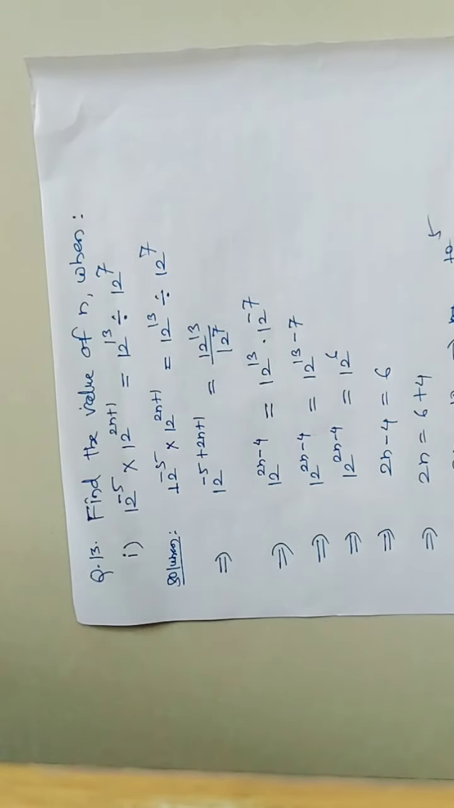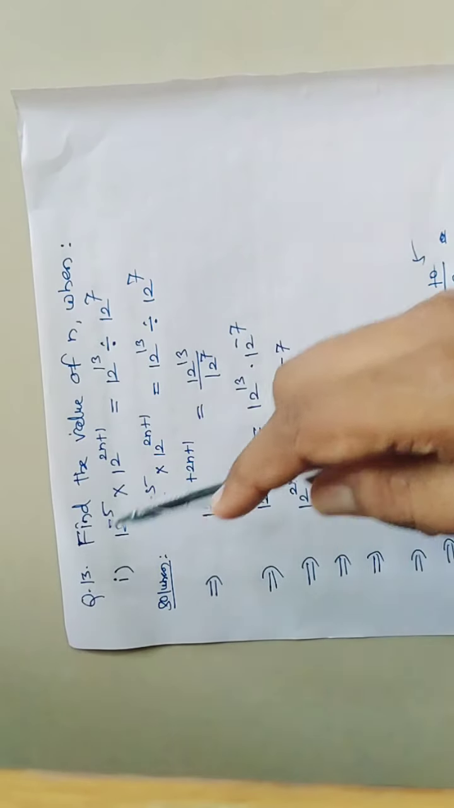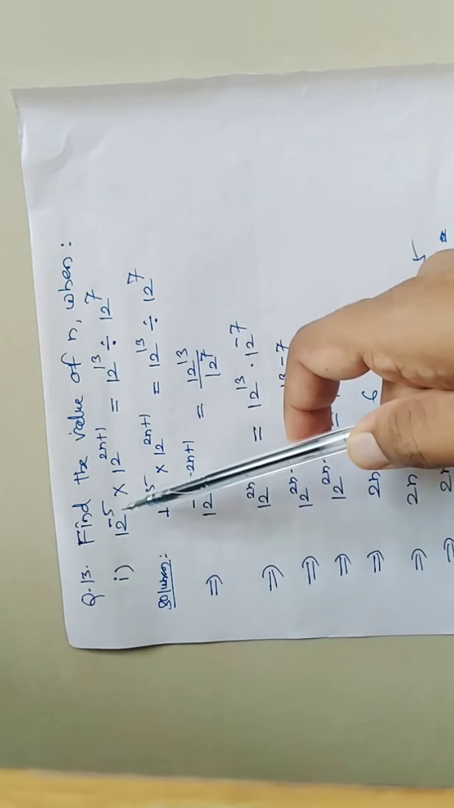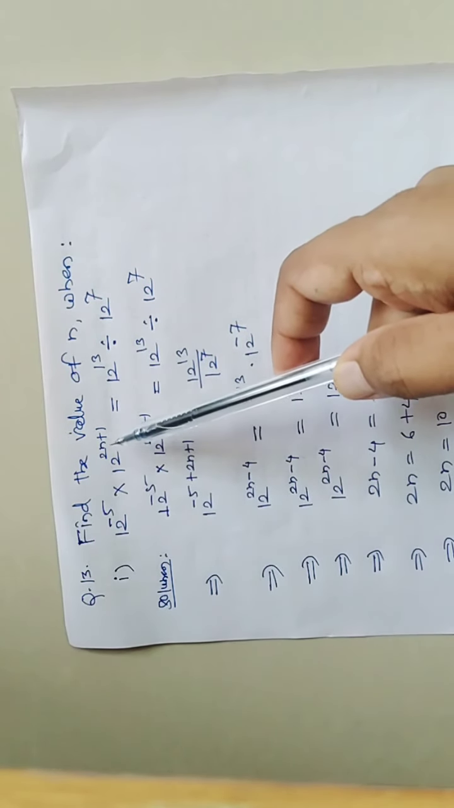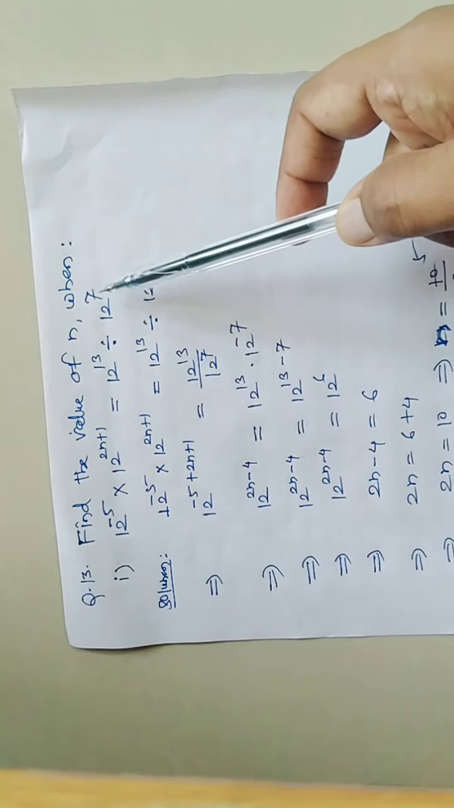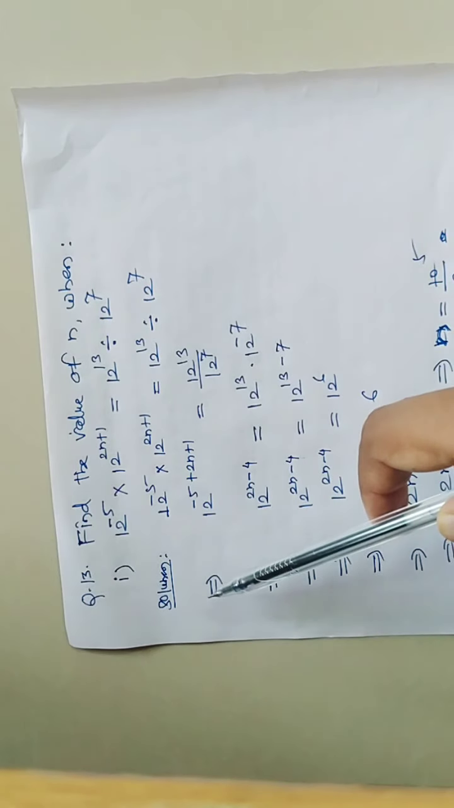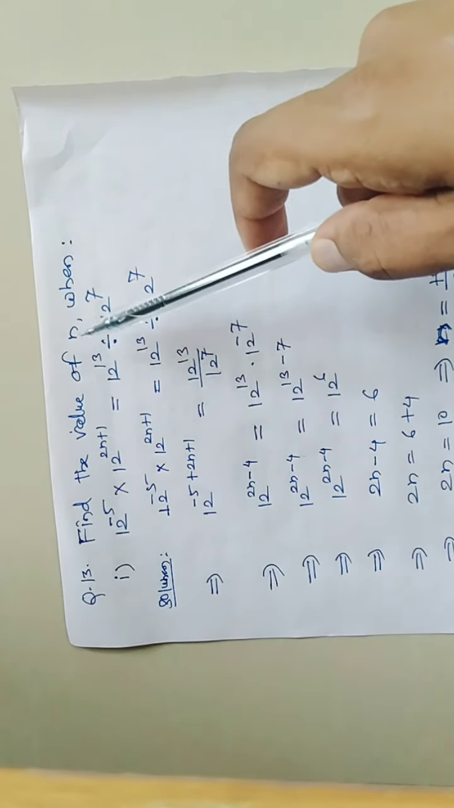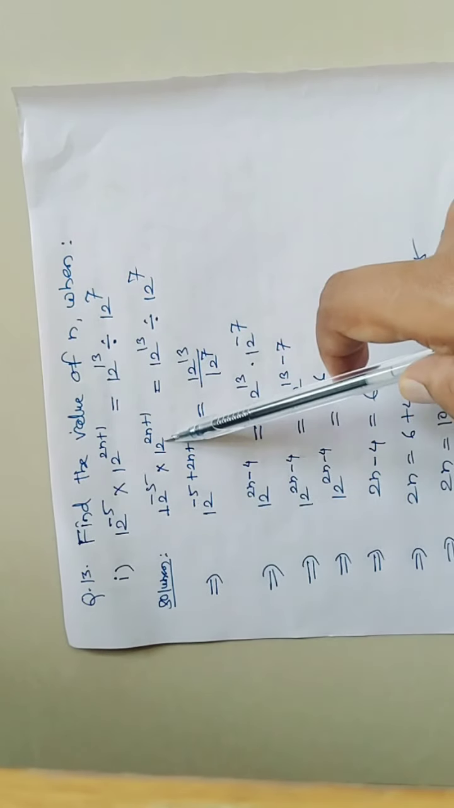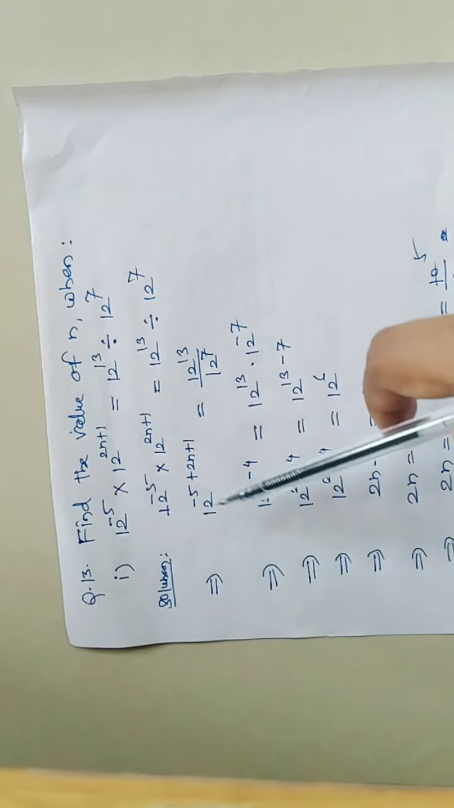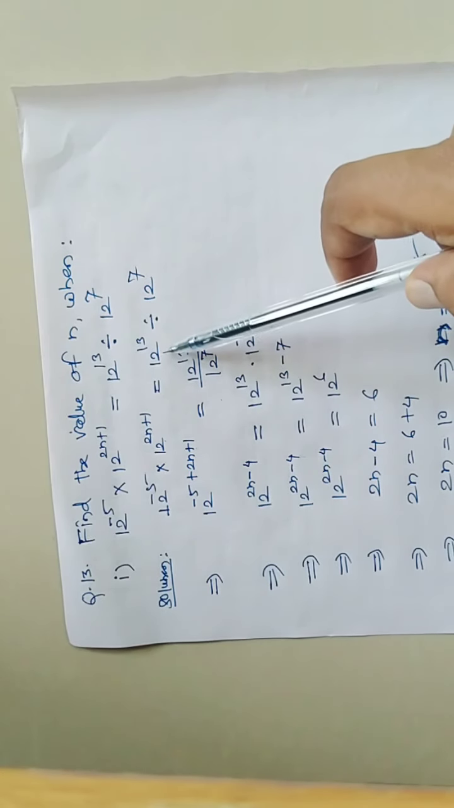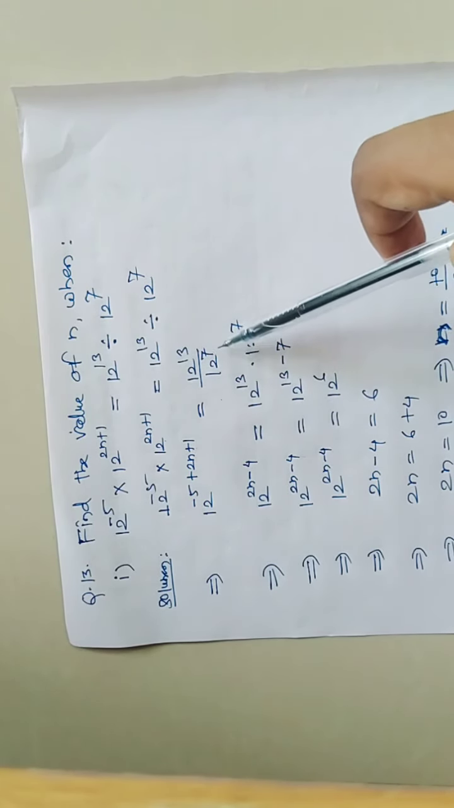Question number 13. Find the value of n when 12^(-5) multiplied by 12^(2n+1) is equal to 12^13 divided by 12^7. Now the solution. Here we have to find the value of n from this expression. Here the bases are the same, so we can do the addition of indices. So 12^(-5 + 2n + 1), which is equal to 12^13 divided by 12^7.